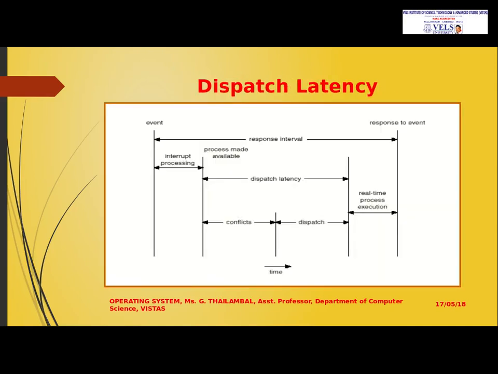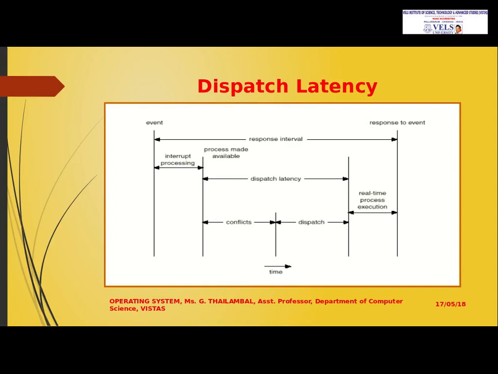And I have told you about dispatch latency. A diagrammatic representation of dispatch latency is here. The event is there and the response to the event is at the end. In between, many things are happening: an interrupt is there and some conflicts are there. After the conflict has been resolved, it will be dispatched and the real-time process gets started, and finally the response is given.